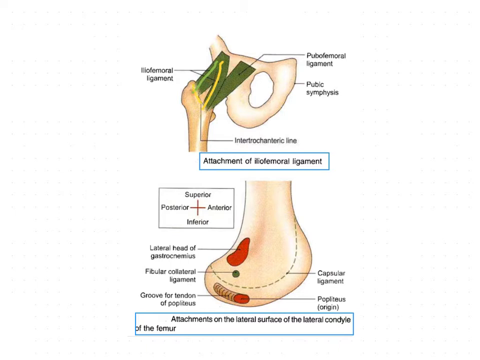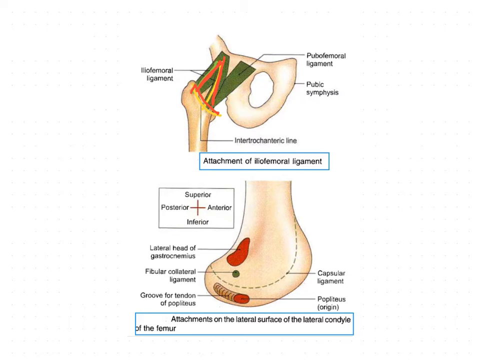This one is the intertrochanteric line here. Yes, this is the intertrochanteric line. So this upper band of the iliofemoral ligament is attached in its upper part, and the lower band of the iliofemoral ligament is getting attached in the lower part. So this is the attachment of the iliofemoral ligaments along the intertrochanteric line.